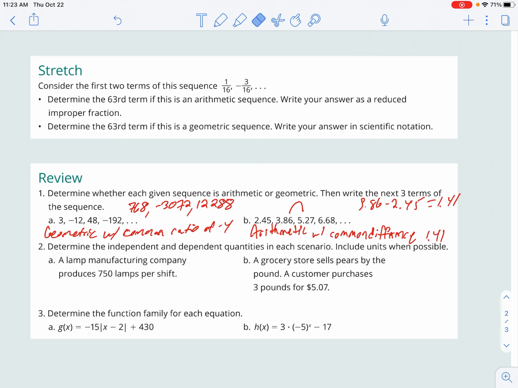So the next terms in that sequence are going to be, okay, after 6.68, keep adding 1.41. I'm going to use, again, what we call the recursive formula here. So 6.68 plus 1.41 is 8.09. Plus 1.41 is 9.5, and then plus 1.41 is 10.91. That's just using the recursive formula.